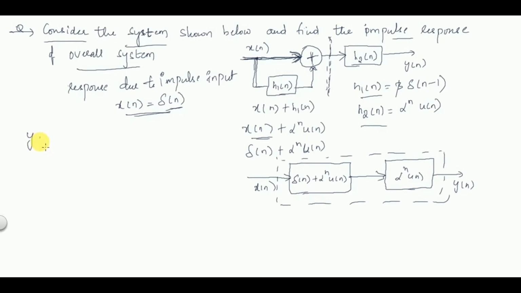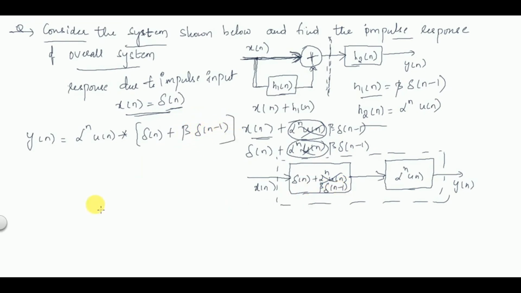So overall impulse response, I am taking it as y of n is equal to alpha power n into u of n convolved with del of n plus... sorry, what is h1 of n? h1 of n is not this, so I'm sorry, it is beta into del of n minus 1. So here also beta into del of n minus 1. I'm really sorry, so I have not seen that. Right, so beta into del of n minus 1. Okay, so this is your overall impulse response.